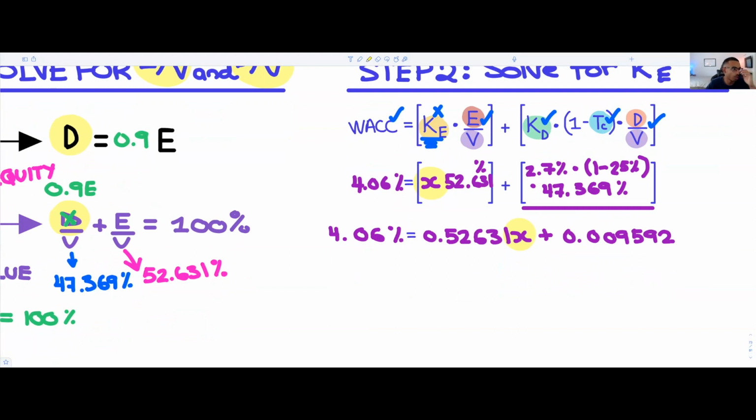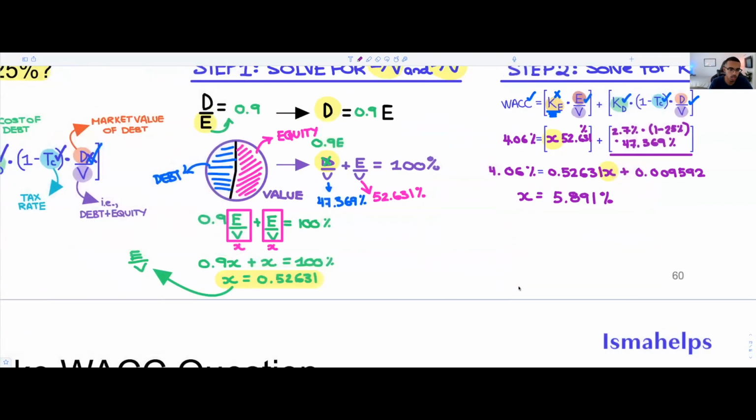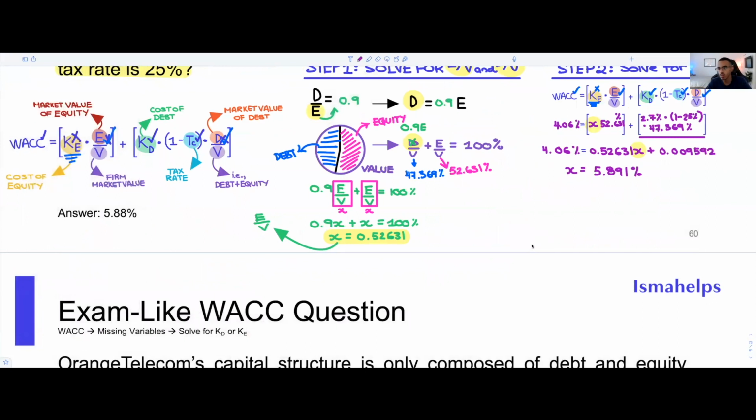So we're going to have 0.406, 0.09592, we could go ahead and solve for X. And we would say that X is equal to 5.891. Let's see if I'm even close. So yeah, it's pretty darn close.